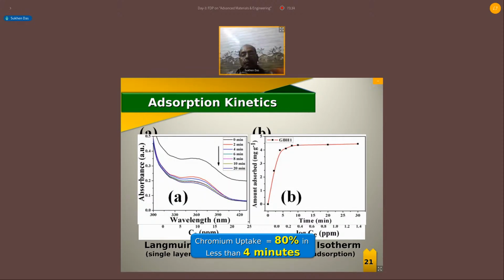Now, if we calculate the kinetics of the absorbance, how the absorbance takes place, we find that it takes place within a very short period. Within 3-4 minutes it reaches the saturation point, and after that it remains at the saturation point. So there is no problem. It will not be very time consuming, and up to 80% of the chromium will be taken up within a short time.